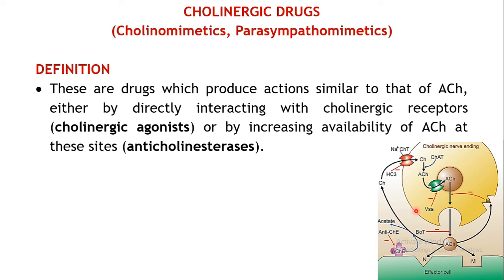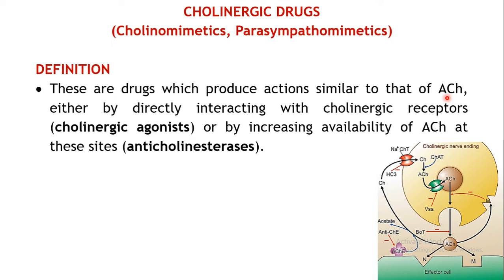So this is to do with the cholinergic transmission. Now coming to the actual drugs, that is the cholinergic drugs. These are also known as cholinomimetics because they produce the action similar to stimulation of the cholinergic system or the acetylcholine, or parasympathomimetics because they are producing the action similar to stimulation of the parasympathetic system. Now coming to the definition of the cholinergic drugs. These are the drugs which produce action similar to that of ACH.